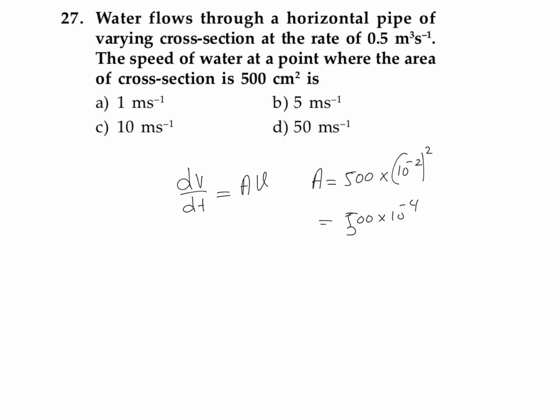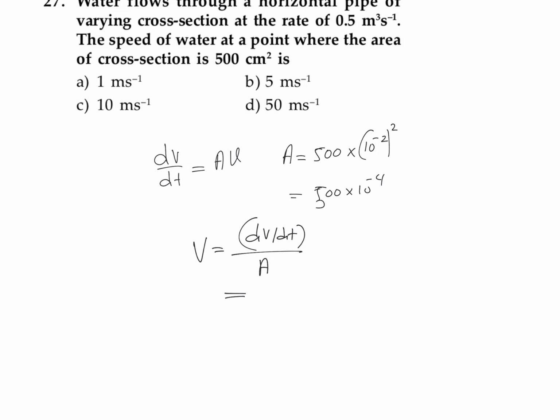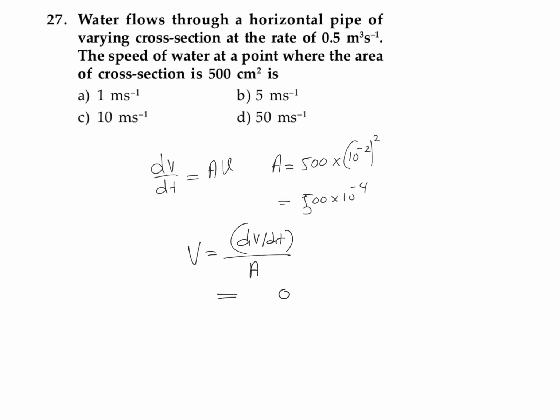So we can find out the value of velocity over here, as dV by dt is nothing but A into v. So we can write v is equal to dV by dt, the volume flow rate, divided by area. The value of volume flow rate is given as 0.5. So this is 0.5 divided by area, that is 500 into 10 raised to minus 4. So this is equal to 10 meter per second.